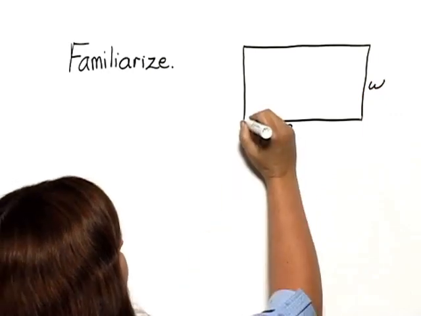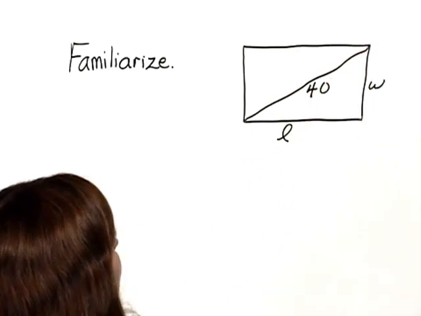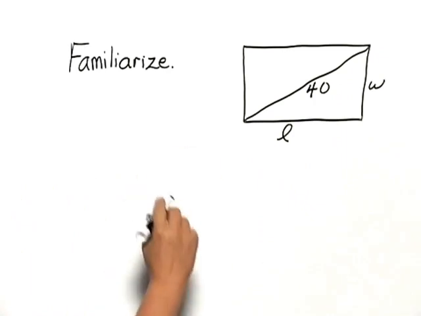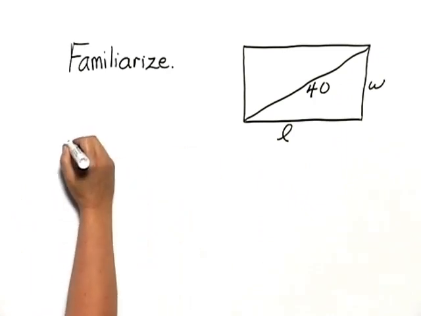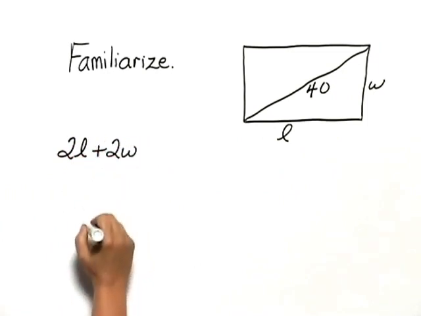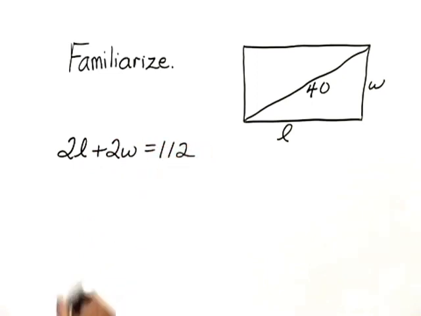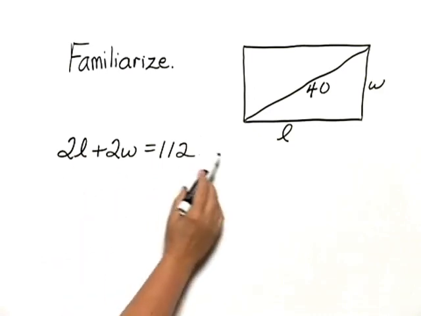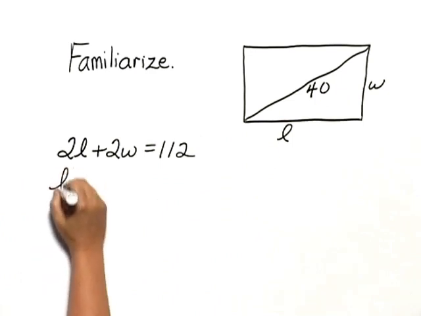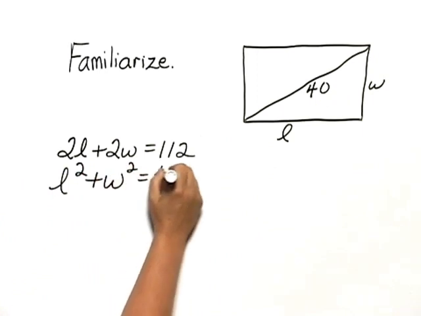We're also told what the length of the diagonal was, so let's draw in a diagonal and label that 40. We're given the perimeter of the rectangle. The formula for perimeter of a rectangle is 2 times the length plus 2 times the width, and that perimeter is 112. We're also given, if you can see from this triangle here, we could use the Pythagorean theorem and come up with the equation L squared plus W squared equals 40 squared.